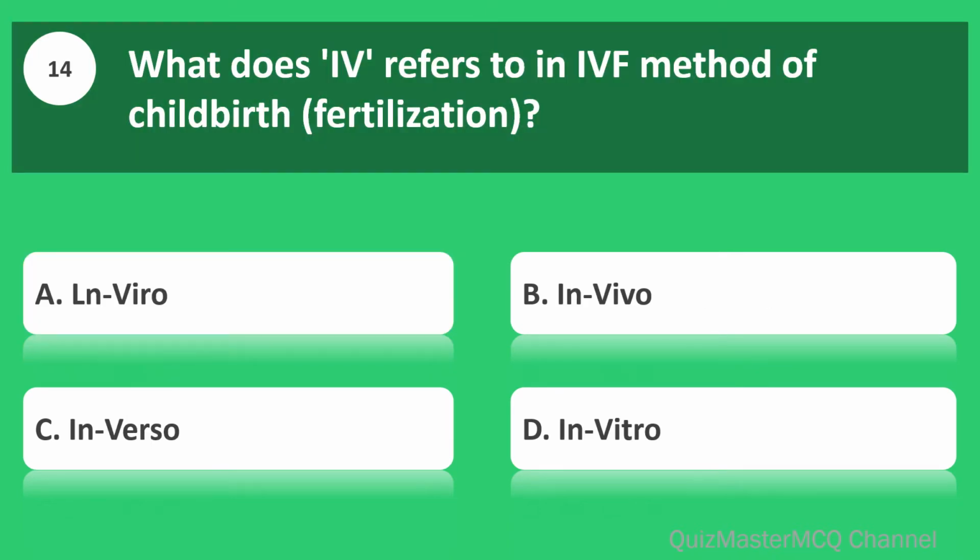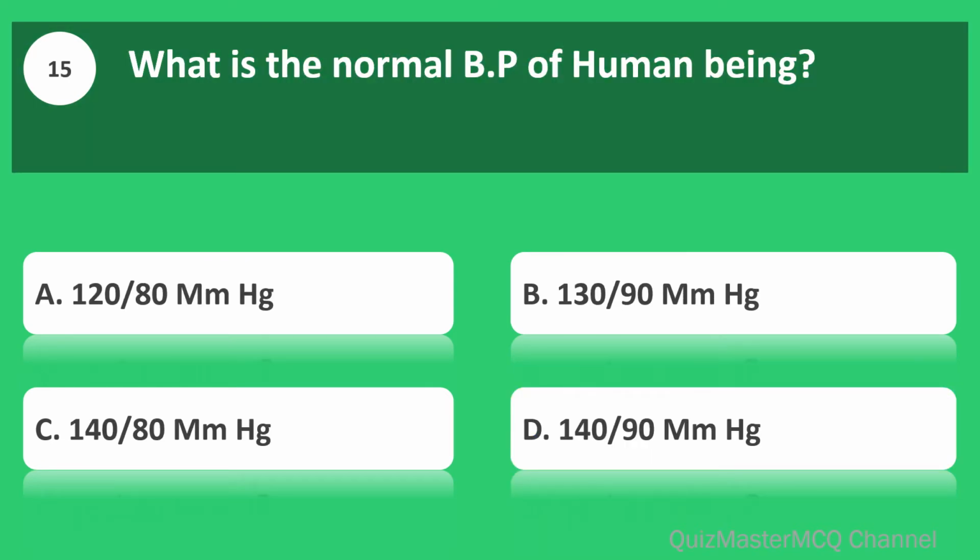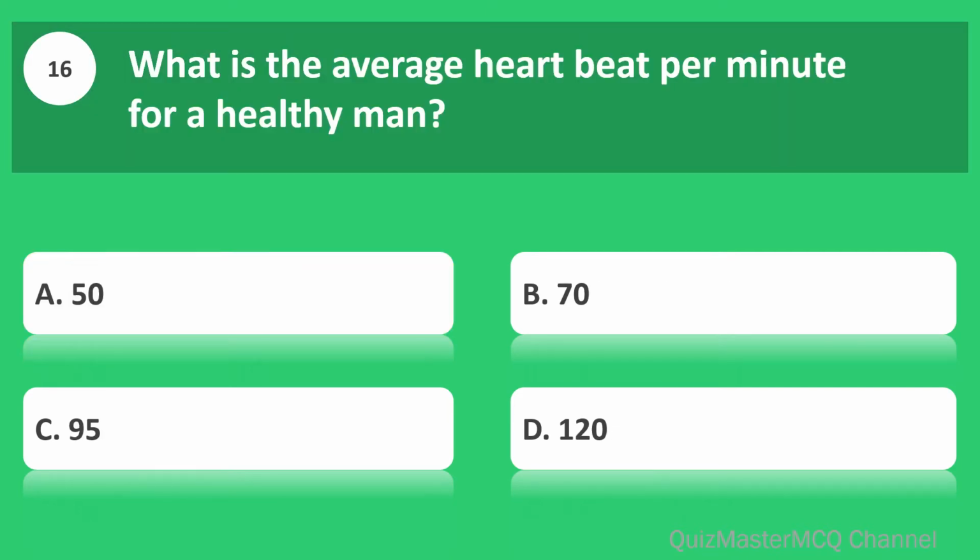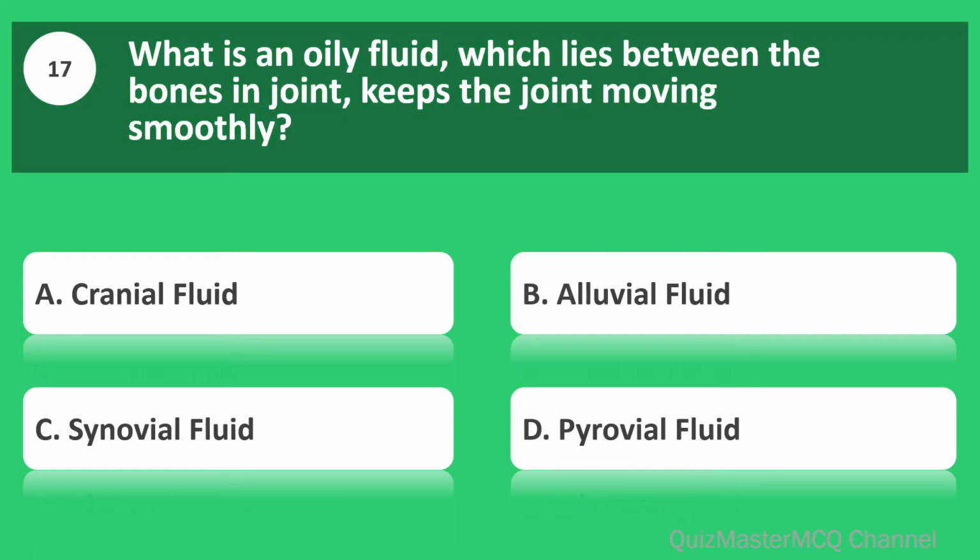What does 4 refer to in IVF method of childbirth, fertilization? In vitro. What is the normal B.P of human being? 120/80 mmHg. What is the average heartbeat per minute for a healthy man? 70. What is an oily fluid which lies between the bones in joint, keeps the joint moving smoothly? Synovial fluid.